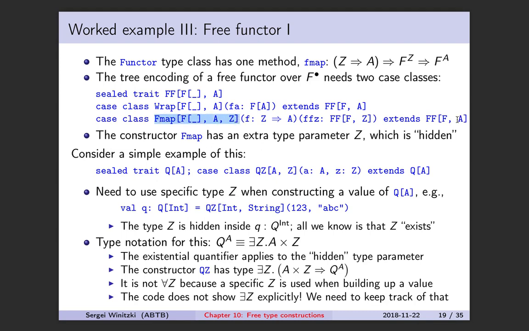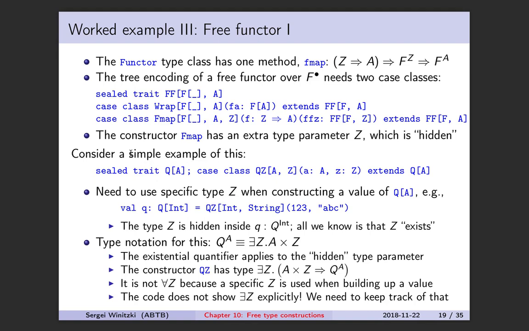So this type parameter z is hidden inside the type constructor. We extend ff of fa, not of z. So the z is not visible outside. So outside we will think this is a value of this type, but actually inside it has a z. Now this is a very interesting situation, that we have a case class parameterized by an extra type parameter, which is hidden from the outside type. And let us look a little in more detail about what it means to have such a type parameter.